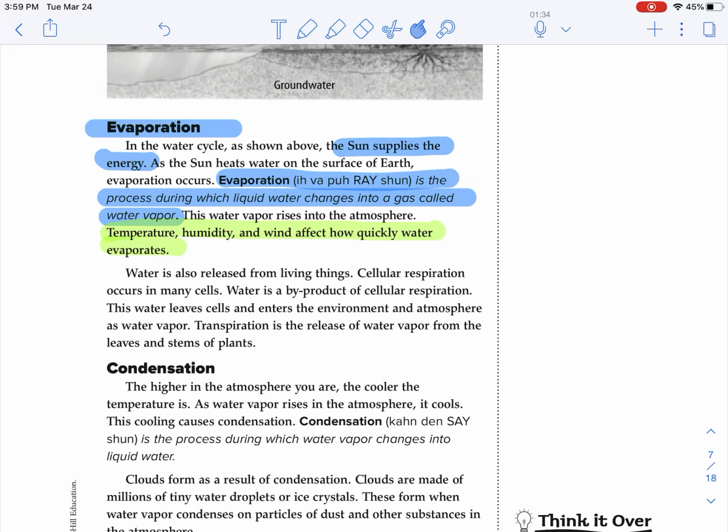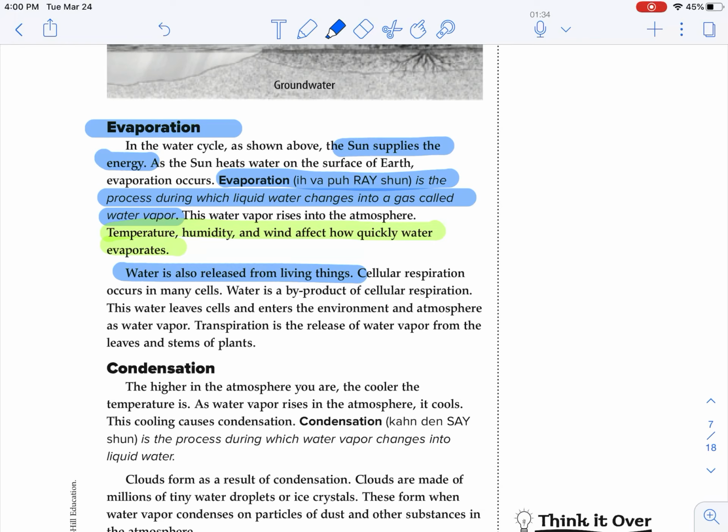Water is also released from living things. Cellular respiration occurs in many cells. Water is a byproduct of cellular respiration. This water leaves cells and enters the environment and atmosphere as water vapor. So when we have cellular respiration, if you have ever breathed on a mirror or on a glass door, you'll see the water vapor, the condensation happening when you breathe out. So we are experiencing cellular respiration.